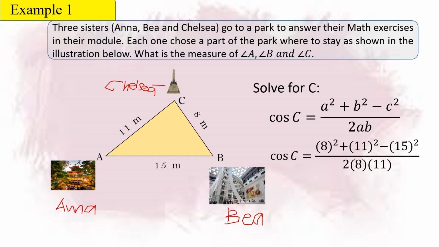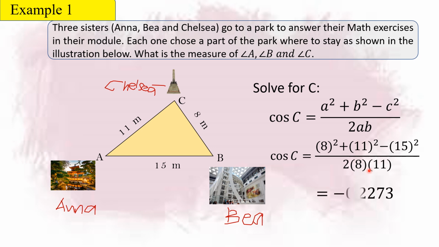So, para hindi kayo malito, calculator nyo muna ito. What is the 8 squared? And then, plus the 11 squared, and then, hanapin nyo kung ano yung 11 squared, minus 15 squared. Okay? And then, all over 2 times 8 times 11, multiply nyo itong tatlo. And then, pwede nyo nang i-add ito, and then, yung sagot nyo dito, i-subtract nyo. And then, divide nyo lang.